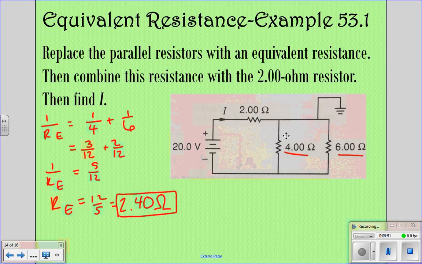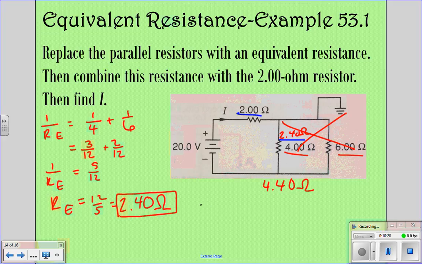So now our picture doesn't have this part over here, it has a 2.40 ohm resistor there. And so then we want to combine those two. If we combine them, we end up with 4.40 ohms. If we combine this 2 and this 2.4, that's what we end up with, 4.4.